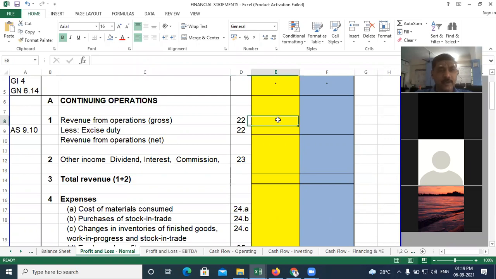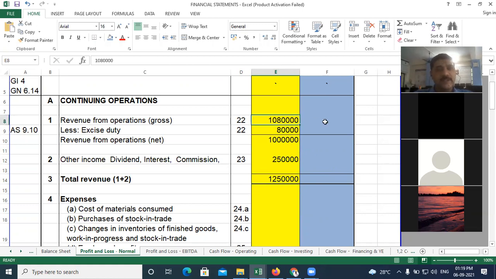Suppose your income from operations is 10 lakhs 80,000, for example, of which 80,000 is your excise duty. That means your revenue from operations is how much? 10 lakhs. And you received the dividend and everything, like 2,50,000. So your total income is then 12 lakhs 50,000. Understood? Yes or no, students? Taranum, are you getting me? Are you with me? Yes, sir.